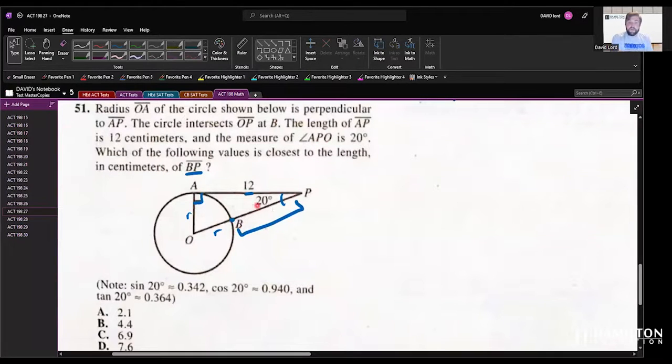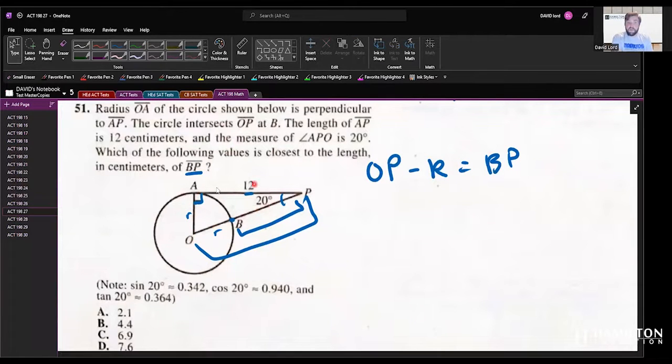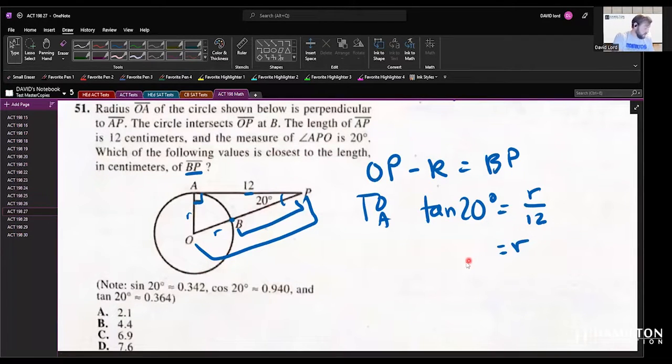Well, there's no direct way to solve for BP, but if I find the whole length of OP, I can then subtract the radius to get BP. So let's write that down. OP minus the radius is equal to BP. I don't have the radius yet, though, but I can find it by calculating AO and using 12. So, because it's opposite over adjacent, I'm going to use tangent. So tan of 20 degrees is equal to the radius over 12. Using my calculator, I get the radius to be equal to 4.368.